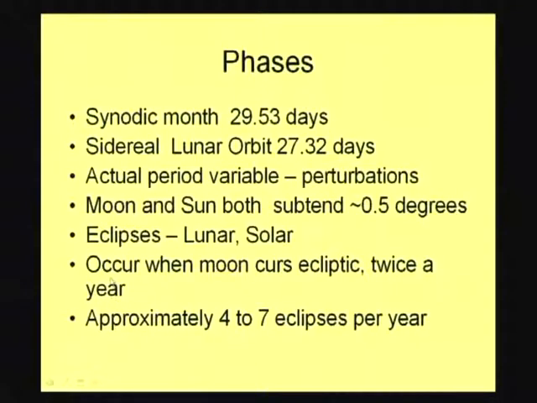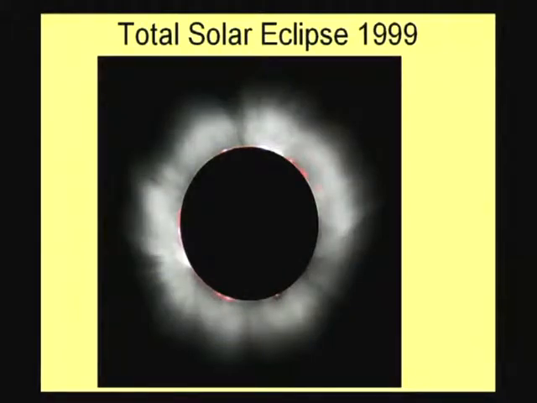Okay. So you have eclipses, and you can have both kinds of eclipses, lunar eclipses and solar eclipses. In a lunar eclipse, the shadow of the earth falls on the moon and you do not see it, and in a solar eclipse the moon comes in between the earth and the sun and you do not see the sun. This shows you a picture of a total solar eclipse which occurred in 1999. You see here the sun is completely blocked out by the moon.